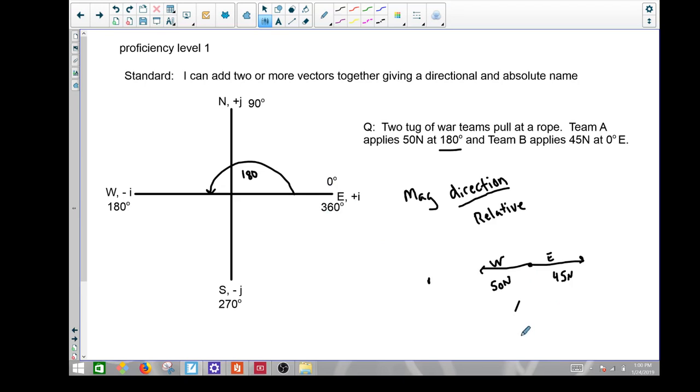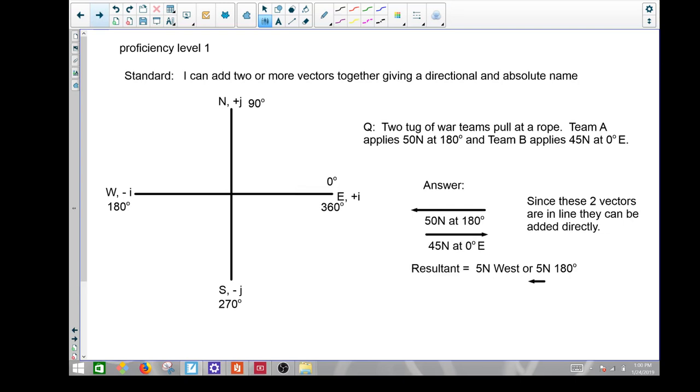Add the two together, and I get 5 newtons, just to the left or west. You could simply say west, or you could say 180 degrees. There's my answer: 5 newtons west or 5 newtons at 180 degrees, and there's a vector showing that. Keep in mind, adding and subtracting vectors is something that we've done before. This is more about how we give it a name and a direction. All right, next one.